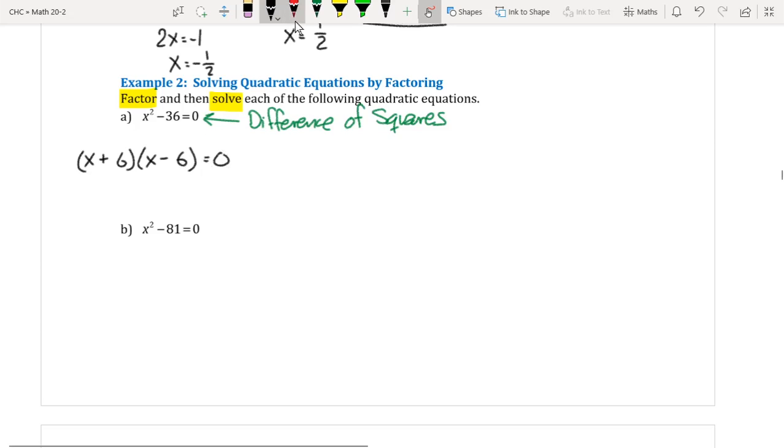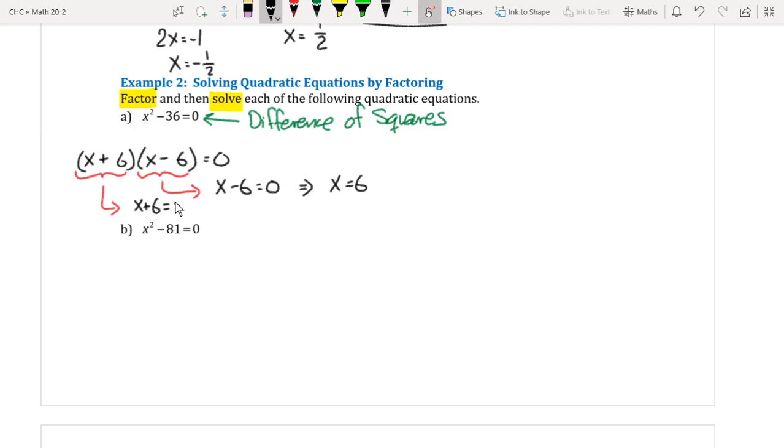Now we go ahead and solve it using the zero product rule. So again, we're going to be pulling out each one of those two binomials and we're going to set it to 0. So x minus 6 equals 0. And that's going to happen when x equals positive 6. And then for the other binomial, x plus 6 equals 0 when x equals negative 6. So our roots are x equals plus minus 6.